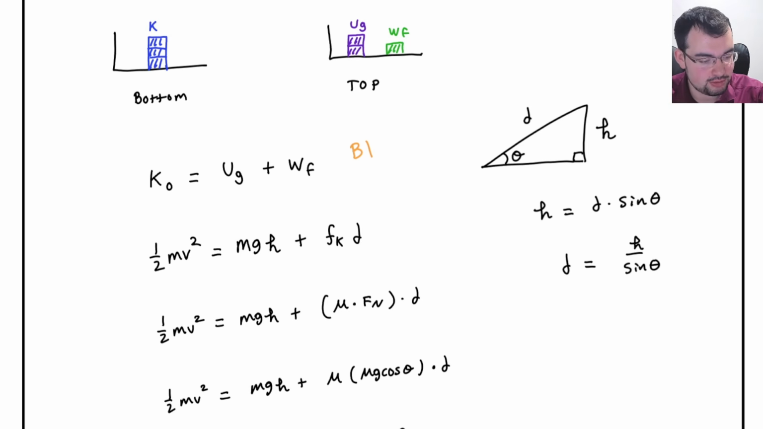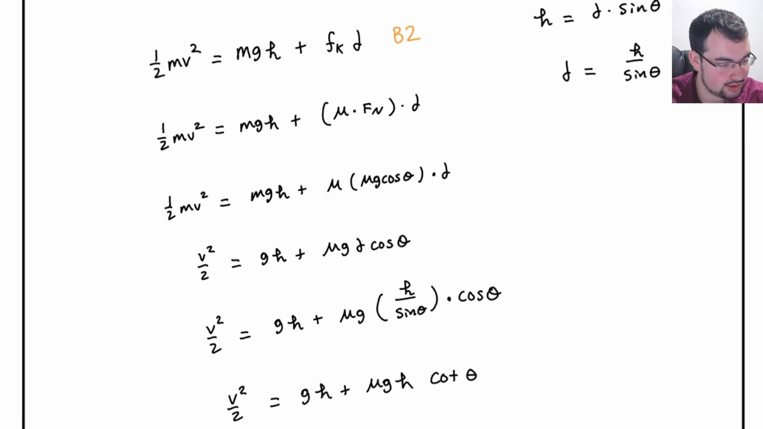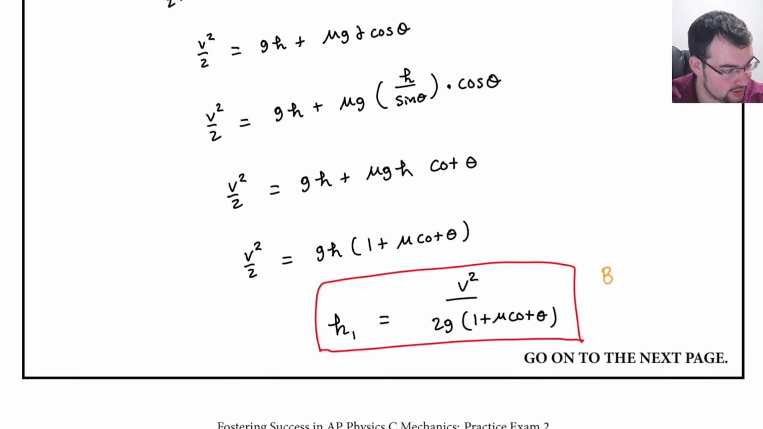You get B2 by a valid conservation of energy equation. So it had to have some stuff plugged into it that was right. And then all that algebra gets you B3. Now, if you did Newton's laws, you got a point for using Newton's laws. You got a point for the acceleration, I think, and then you got the answer point.